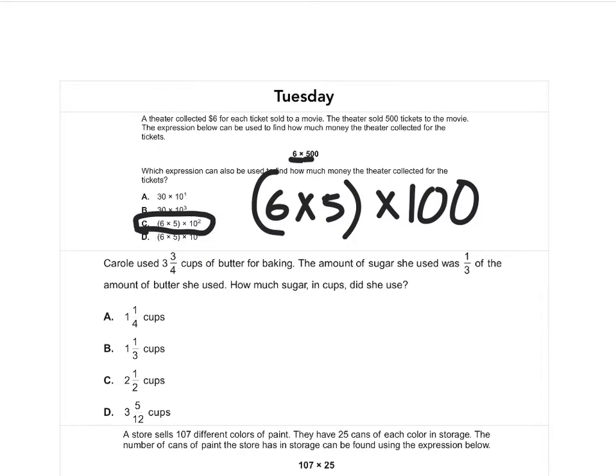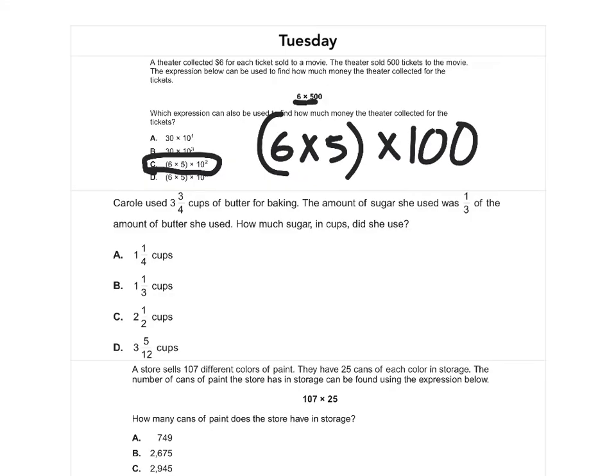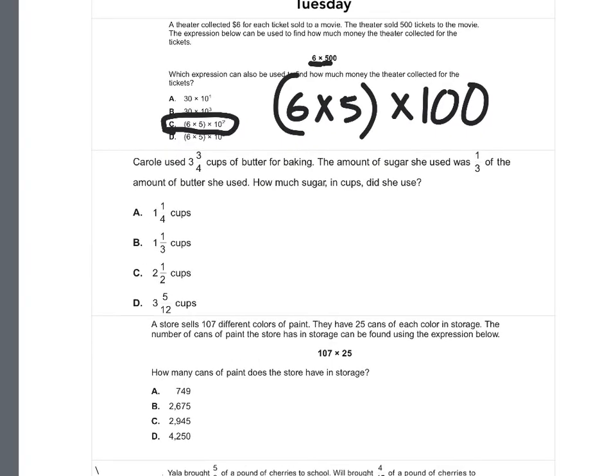For number 2, it says Carol used 3 3/4 cups of butter for baking. The amount of sugar she used was 1/3 of the amount of butter she used. So whenever you see the word of, it means multiply. So it would be 3 3/4 times 1/3 of it. So it would be times 1/3.